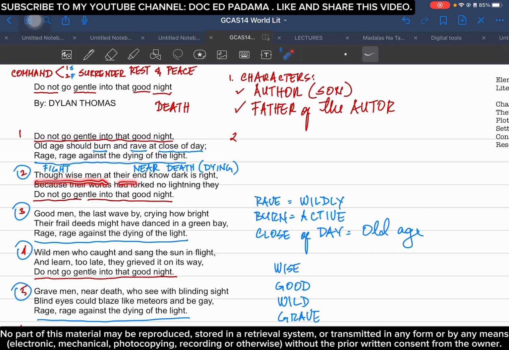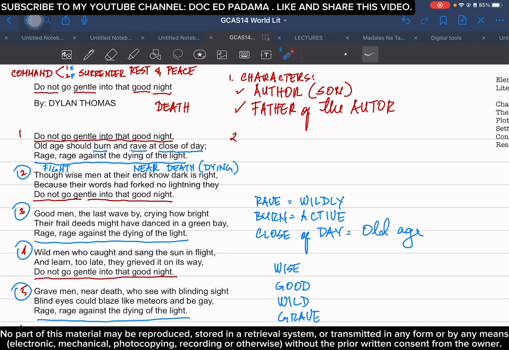The wise men at their end know dark is right. Meaning, wise men are people who are literally wise. Okay? Ito yung mga taong matatalino. So these people, with their intellect, know dark is right, meaning death will come. Death is inevitable. Ano ibig sabihin inevitable? Whether you like it or not, we will have to pay the price of death. Kailangan talagang lahat ng tao, wala tayong magagawa, kailangang mamatay. So that is the meaning of the first line.